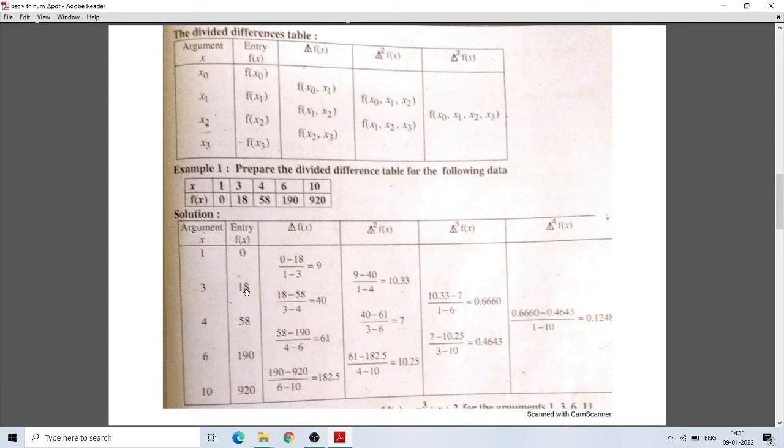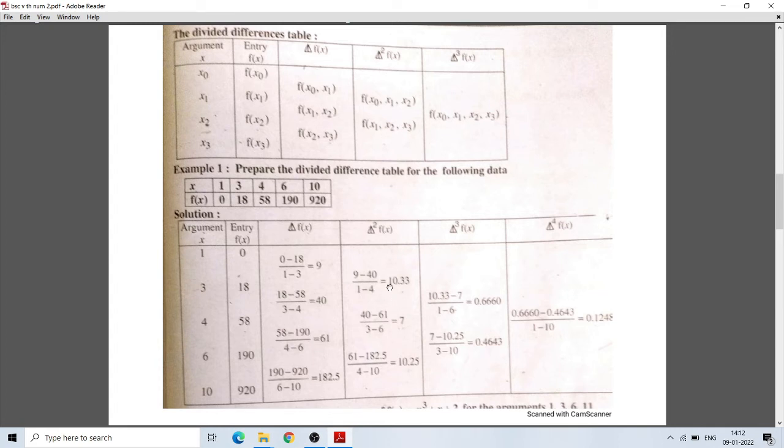Then 58 minus 18 divided by 3 minus 4 will give 40. Then 58 minus 190 divided by 4 minus 6, very simple method, is 61. 190 minus 920 divided by 6 minus 10 is 182.5. Like this we can also find the second order. How will we get the second? 9 minus 40 divided by, we take here 1 minus 4, already 3 is there, no? 1 minus 4. Then 9 minus 40 is minus 31 divided by minus 3.